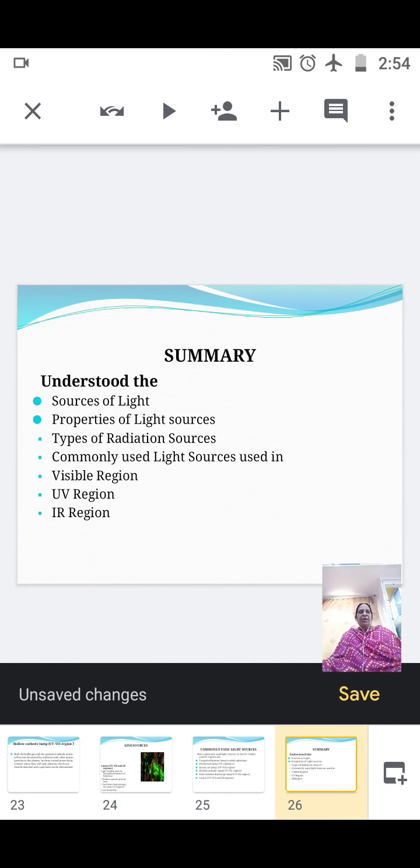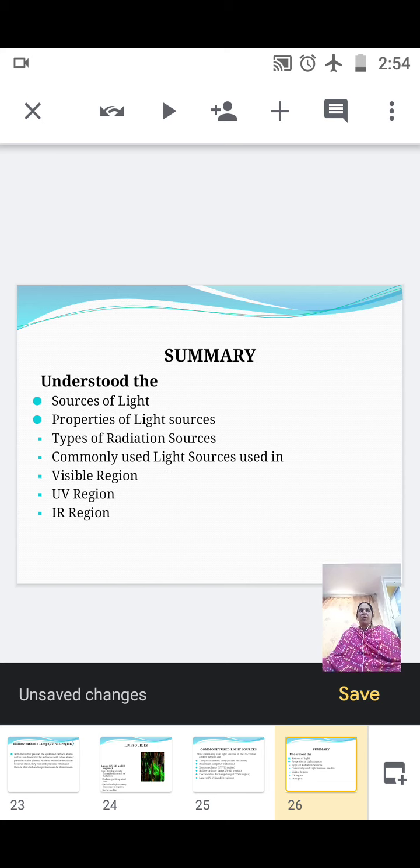Coming to the summary, I would like to summarize what we have learned today. We have learnt about the sources of light. Once again, I would like to recollect what we have learned today.